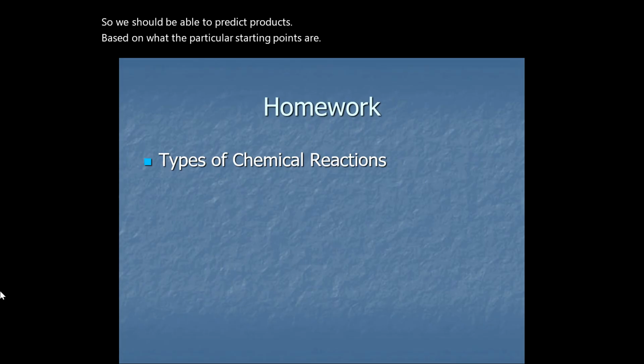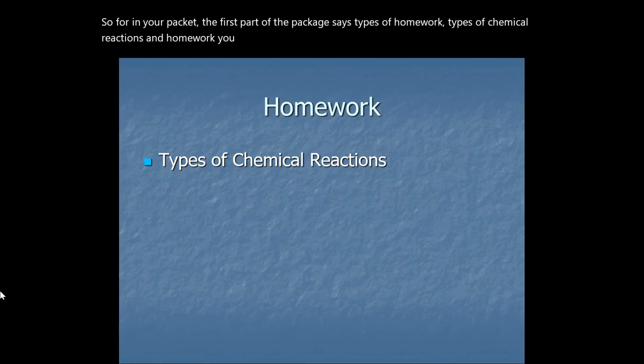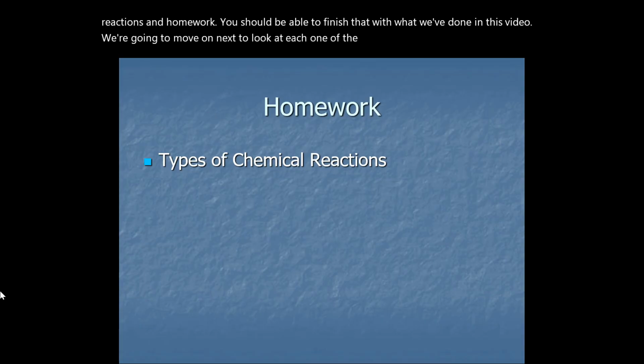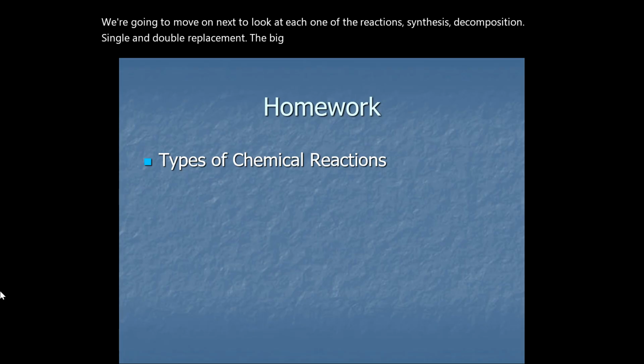So in your packet, the first part says types of chemical reactions and homework. You should be able to finish that with what we've done in this video. We're going to move on next to look at each one of the reactions, synthesis, decomposition, single replacement and double replacement, the big four, a little closer and see some of the subtle nuances that go along with those reactions.